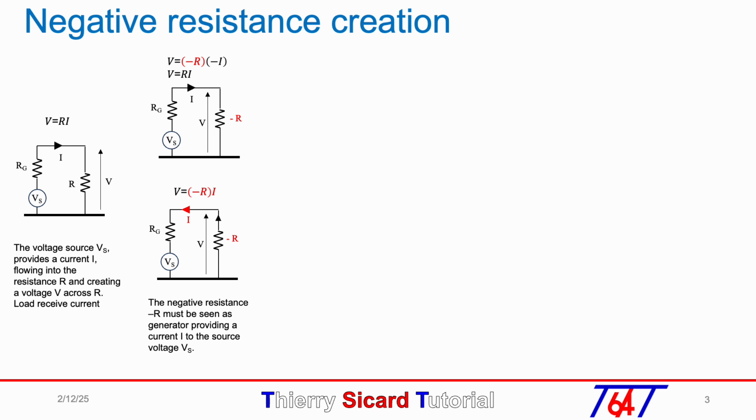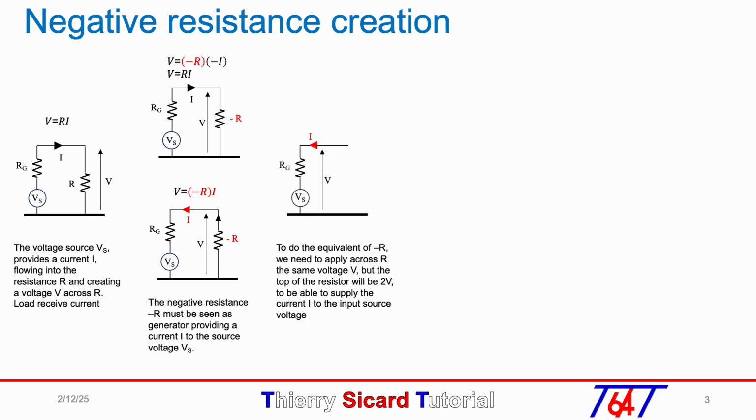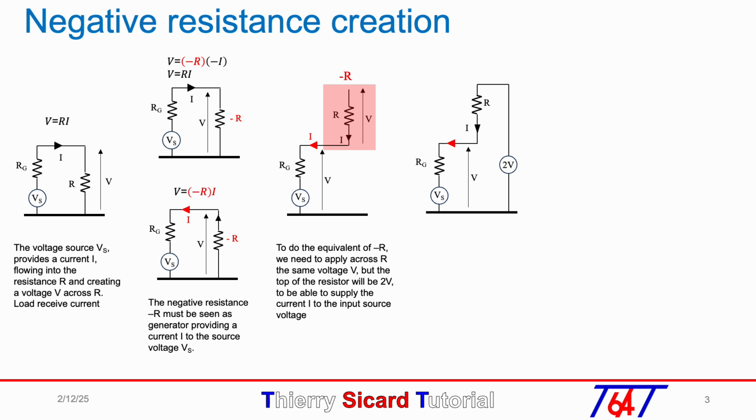To generate the current I noted in red, flowing in the voltage source Vs to create the voltage V, it is necessary to supply a resistor R with a voltage source V and connect this resistor to the source impedance Rg of Vs. The red area is equivalent to a negative resistance minus R. So, in fact, if we supply a resistor R with a voltage source of 2V and this resistor R is connected to the source impedance Rg of Vs, the red area is equivalent to a negative resistance minus R.